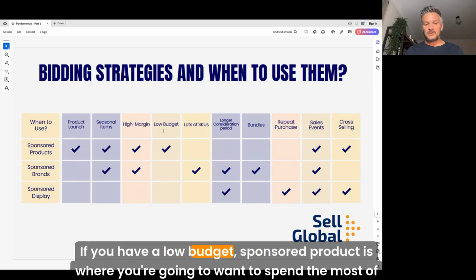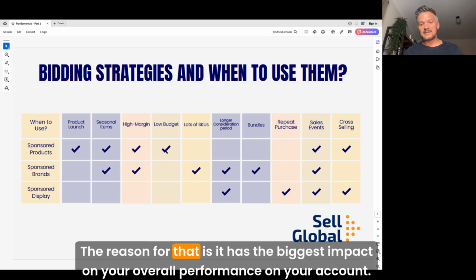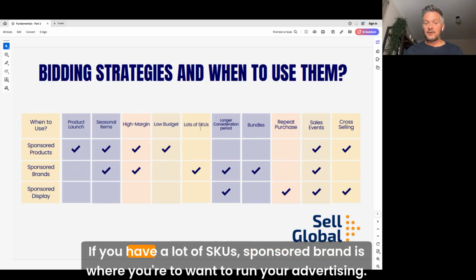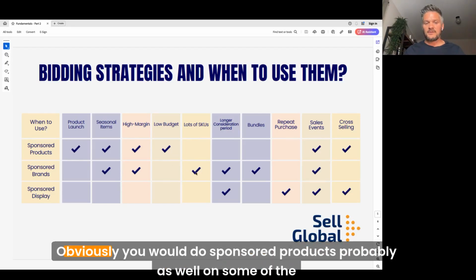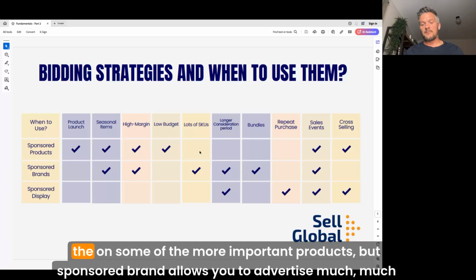If you have a low budget, sponsored product is where you're going to want to spend most of your money. The reason for that is it has the biggest impact on your overall performance on your account. If you have a lot of SKUs, sponsored brand is where you're going to want to run your advertising. Obviously, you would do sponsored products probably as well on some of the more important products, but sponsored brand allows you to advertise a much larger range.